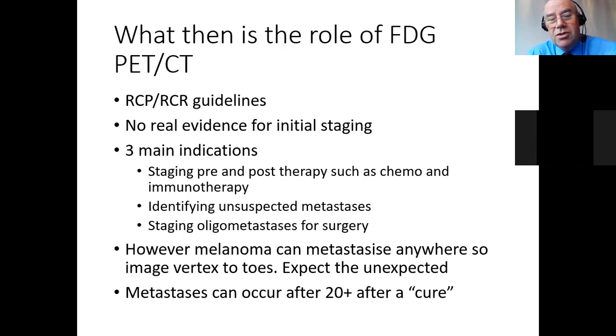So we produced some guidelines. We said that at the moment, the evidence for initial staging wasn't particularly good, but we did feel that there was an indication for staging when patients have had chemo and immunotherapy, so we know these patients are in the metastatic group. Also for any funny unidentified things on CT that look like metastasis, or patients with just a few melanoma metastases, who tend to have surgery rather than immunotherapy. So just to make sure there are no nasty surprises, we suggest FDG PET before that surgery.